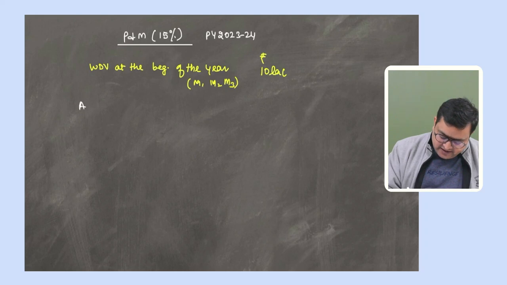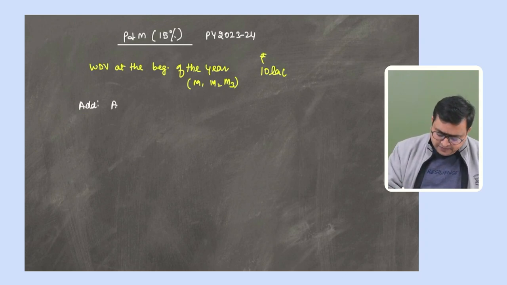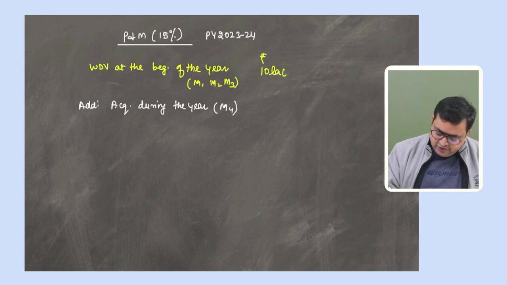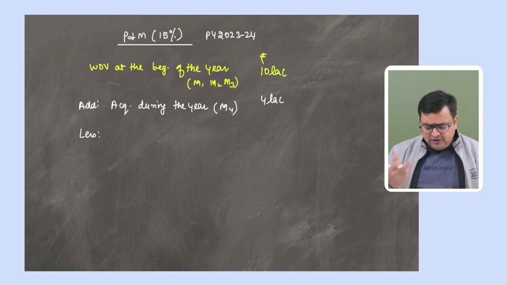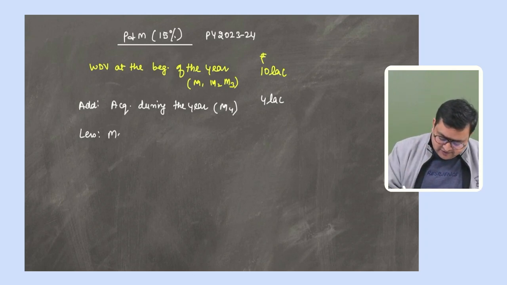If you have made additions also, then please add it. Additions during the year or acquisitions during the year or purchase during the year, you can call it anything. So I'm saying acquisitions during the year. Let's say this year you have purchased M4 and the value of M4 is 4 lakh. And also, let's say if you have disposed of or sold any machine which was from this block, you have money received on sale or disposal.